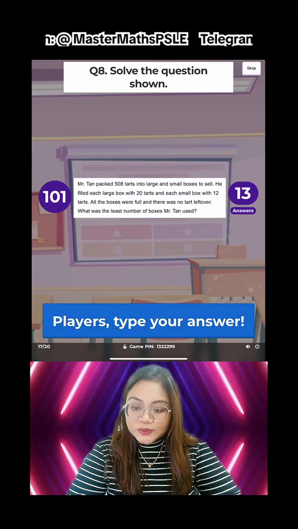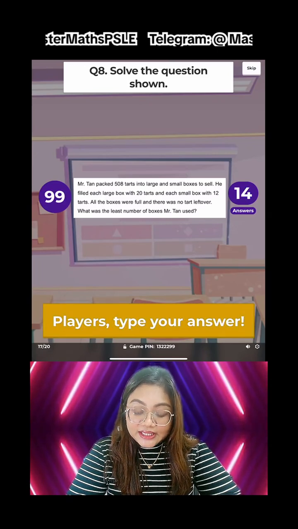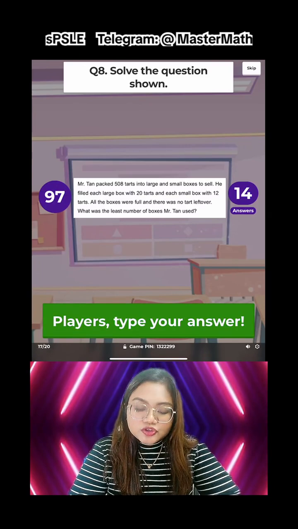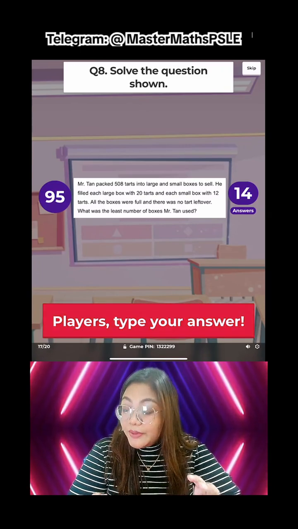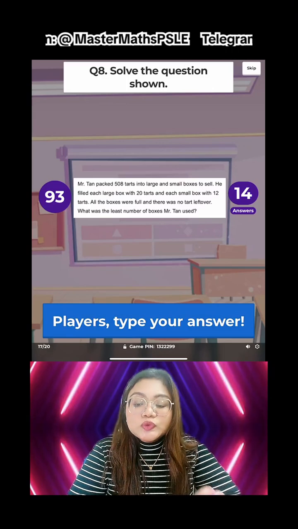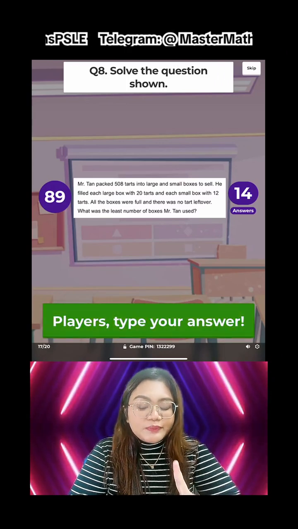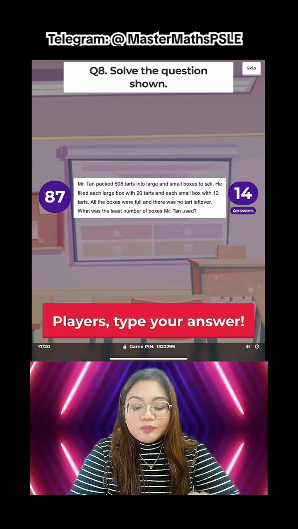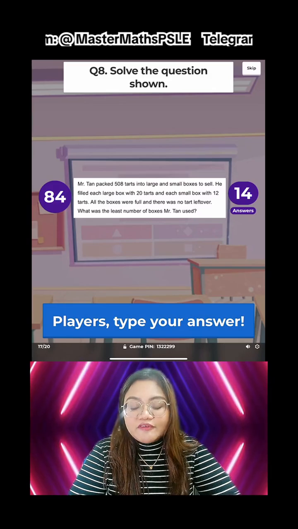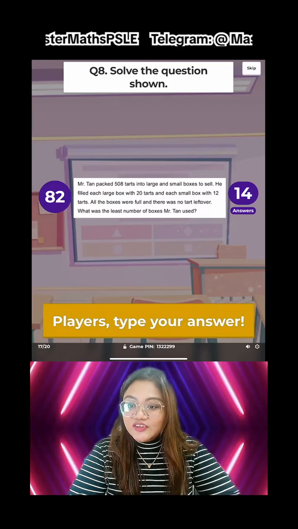Okay, so once you have done the division to find as many big boxes as possible, use the remainder and pack them into the small boxes. But you must bear in mind that your small boxes must be full. You cannot have empty parts, okay?